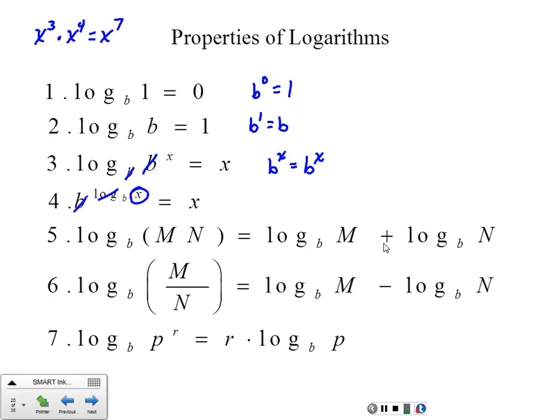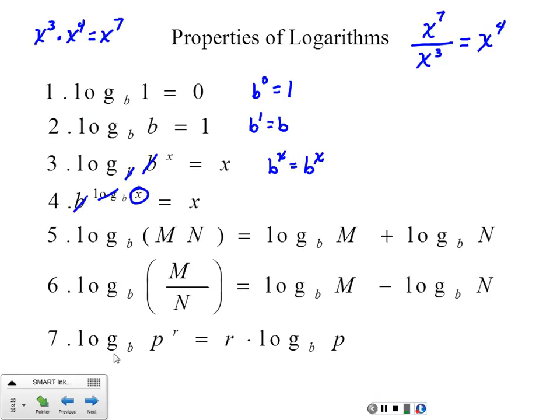Just like if I had something like x to the 7th power divided by x to the 3rd power. When you divide powers with like bases, what do you do with the exponents? You subtract them. So you get x to the 4th power. Remember this from Math 100? Same thing here. Log of any base of a quotient, you can separate that into a subtraction problem. And it's the exact same rule as here.